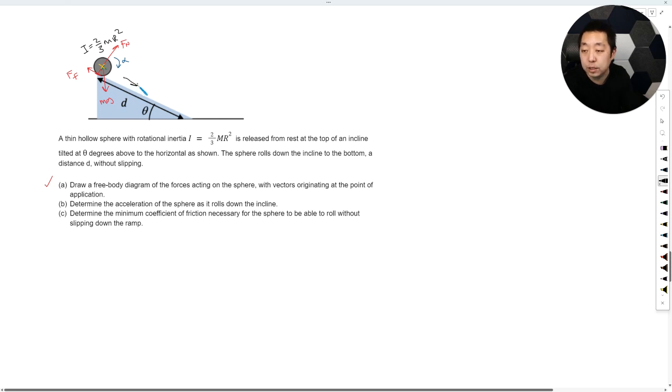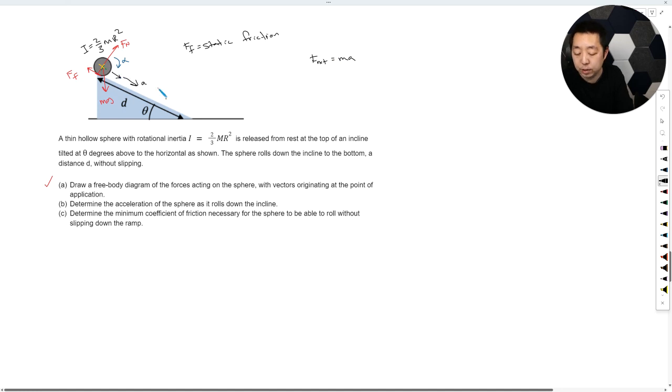Determine the acceleration. So this is where we're going to do F net equals ma. Now, you have to remember this friction is static friction, so we don't have a formula for it. There's no formula for static friction. Static friction depends on the situation. There's a formula for maximum static friction, but we don't know that the friction is at maximum necessarily, right? So we're going to do F net equals ma first, because we do want the acceleration.